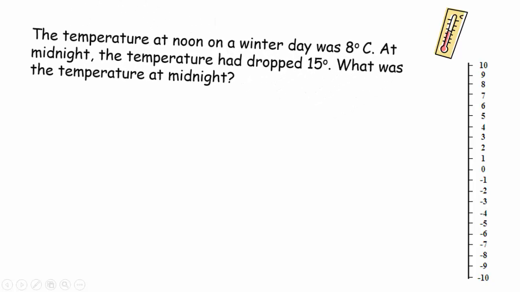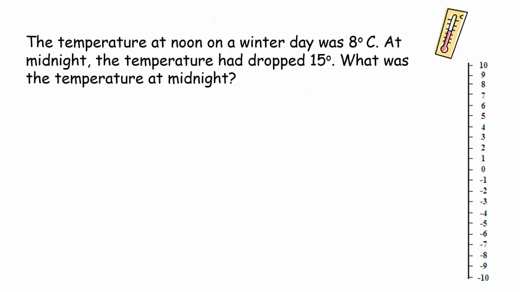Let's take a look at a few examples. Oh, here we have an example involving temperature. The temperature at noon on a winter day was 8 degrees Celsius. At midnight, the temperature had dropped 15 degrees. So it was at 8 degrees, then it dropped 15. What was the temperature at midnight? Take a minute, pause the video, try it out.